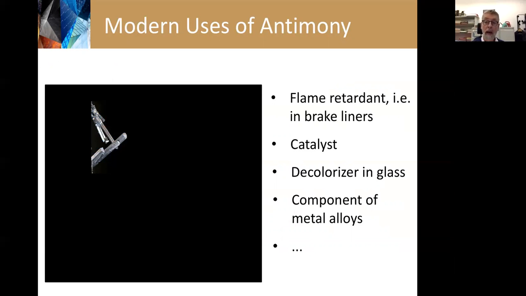Antimony now has many other uses. It is used as a flame retardant, for example, it is part of brake liners in cars. It is used in plastic synthesis as a catalyst, as a decolorizer in glass, and especially it is used as a component of metal alloys. And this is a use which we will later see is problematic in shooting, because it is used to harden lead. And there are many other uses.